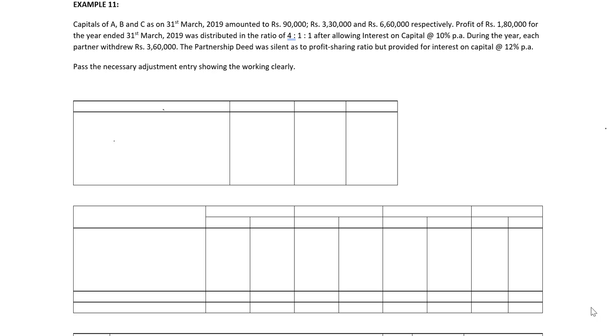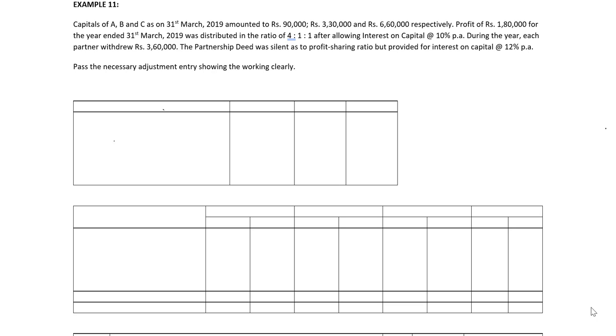On reading the problem, we can identify that there are two mistakes which are made. One is that the profits of 1,80,000 was distributed in the ratio of 4:1:1. However, the partnership deed is silent as to the profit sharing ratio, so the correct ratio is equal. Between A, B and C, the correct profit sharing ratio should be 1:1:1. So the profits have been distributed in the wrong ratio.